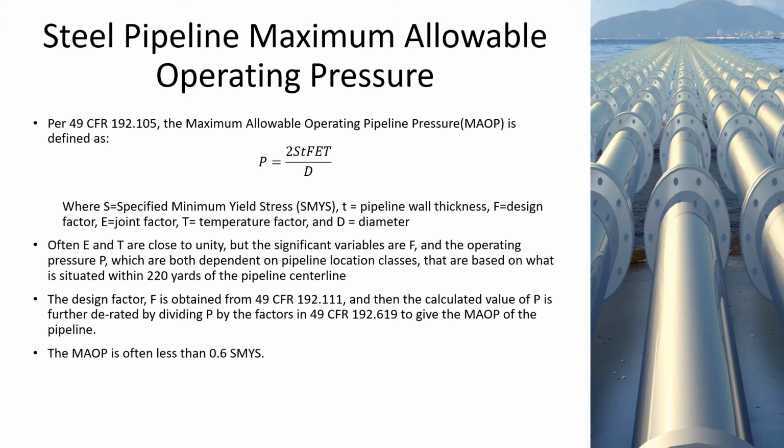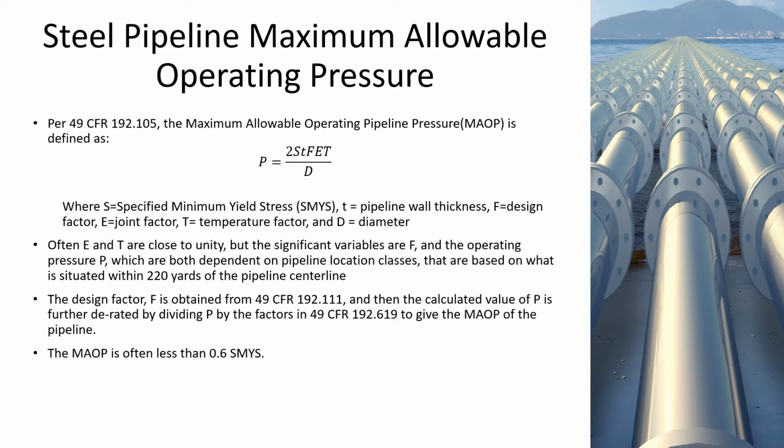The reason it's very, very important is because it's a government enforced pressure. So the 49 Code of Federal Regulations 192.105 gives you that equation, and you have the factors such as specified minimum yield stress, the pipeline wall thickness, design factor, joint factor, temperature factor, which we'll cover in a second, and the diameter. So you basically get all of your numbers together and calculate that out, and you have to make sure that you meet the codes.